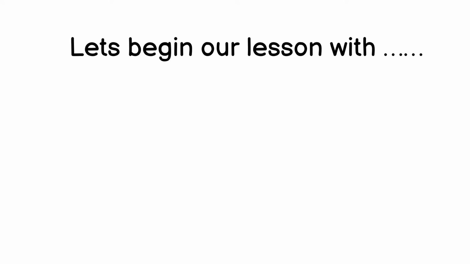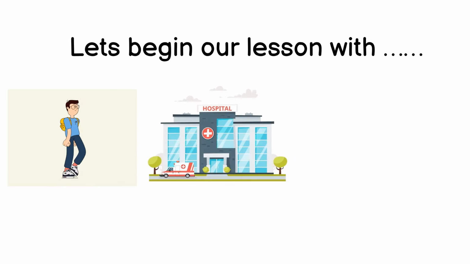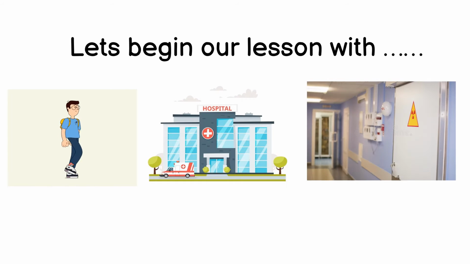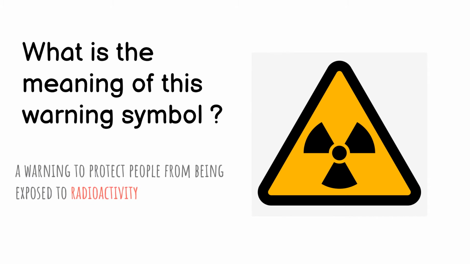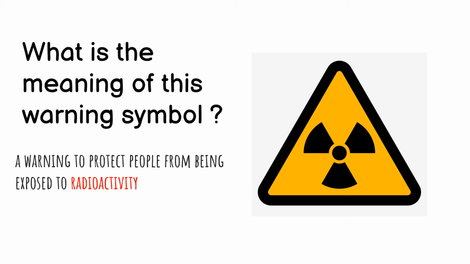Let's begin our lesson with a short story. This is Ame. Ame is at hospital. One day, he walks around at hospital and found there is a room that has a warning symbol in front of the door. So, he decided to walk away from the room. What is the meaning of this warning symbol? A warning to protect people from being exposed to radioactivity.